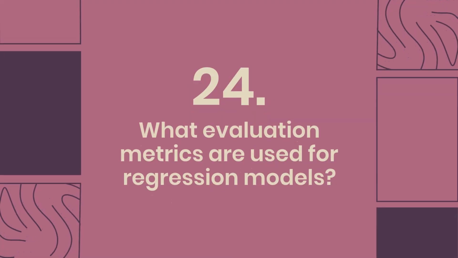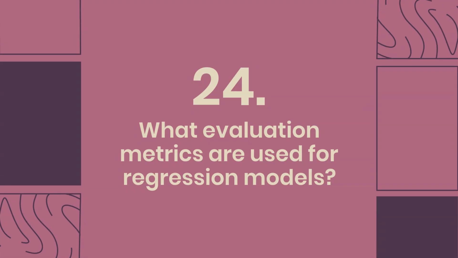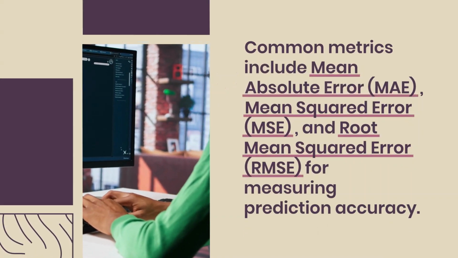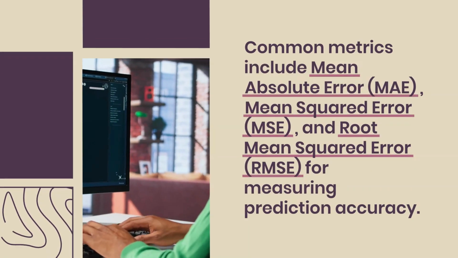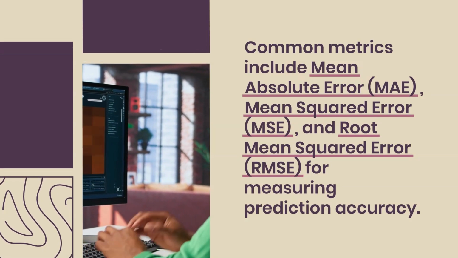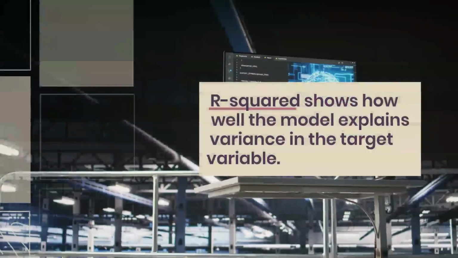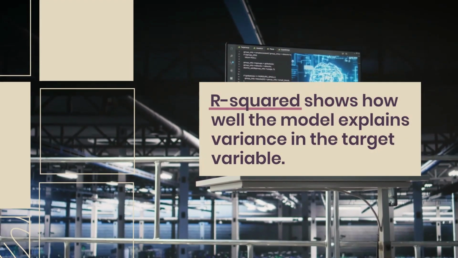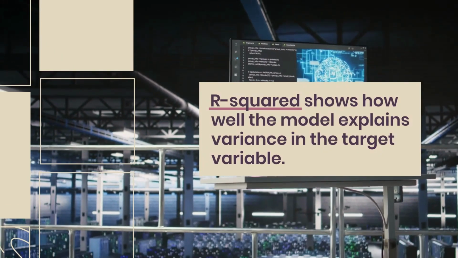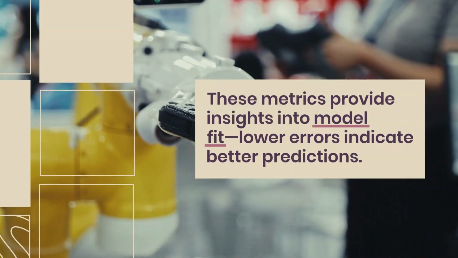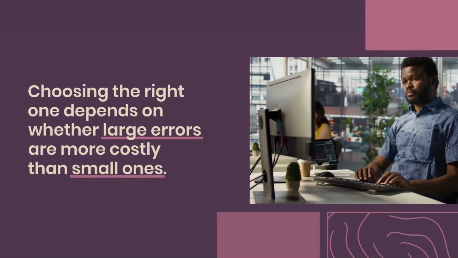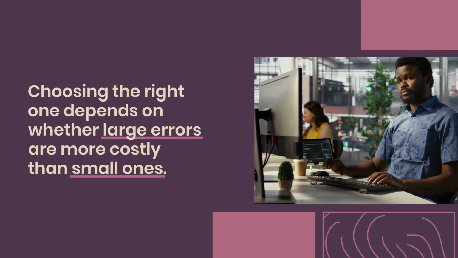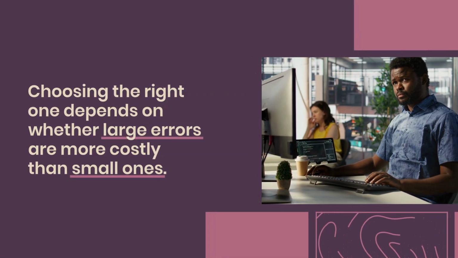24. What evaluation metrics are used for regression models? Common metrics include mean absolute error, MAE, mean squared error, MSE, and root mean squared error, RMSE, for measuring prediction accuracy. R squared shows how well the model explains variance in the target variable. These metrics provide insights into model fit. Lower errors indicate better predictions. Choosing the right one depends on whether large errors are more costly than small ones.